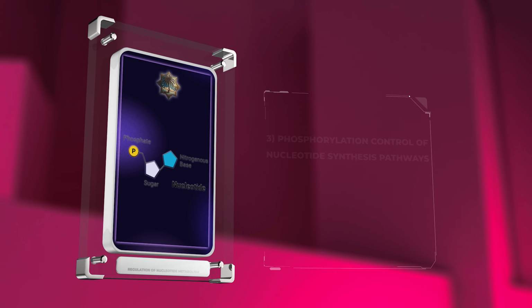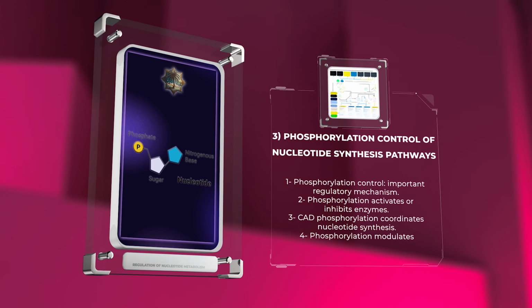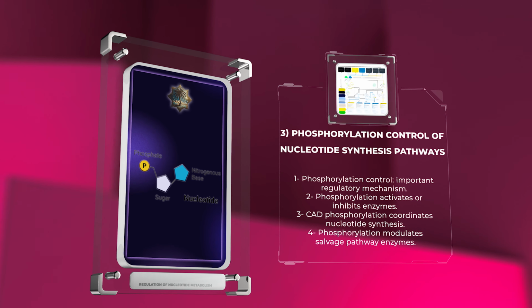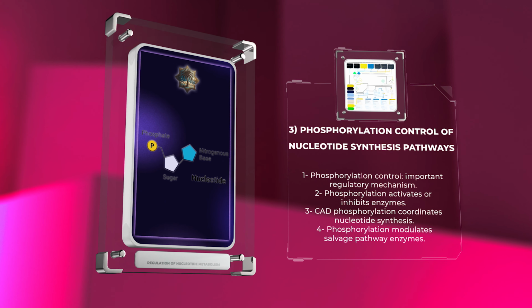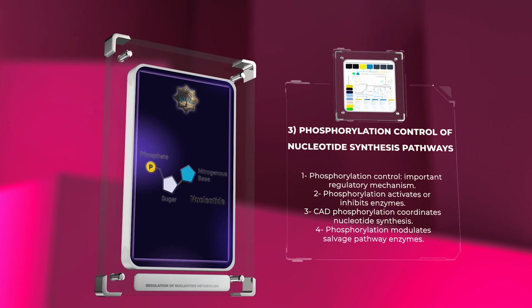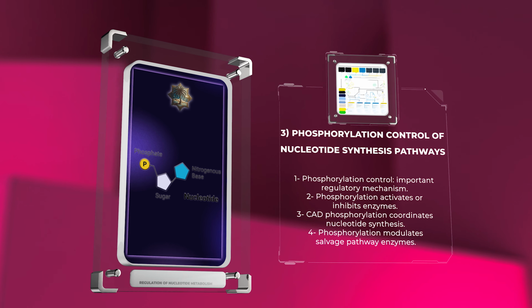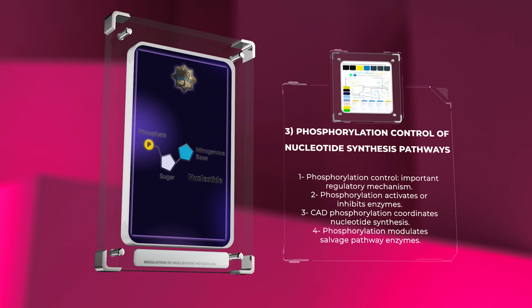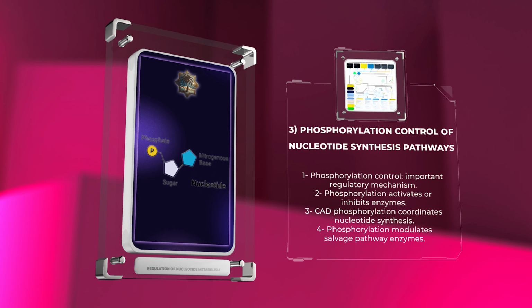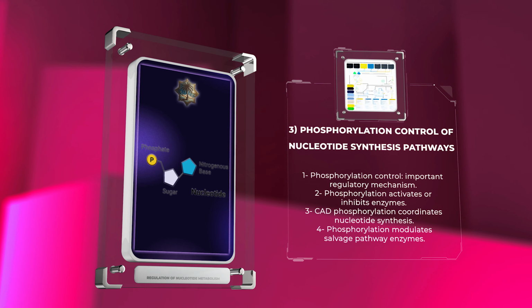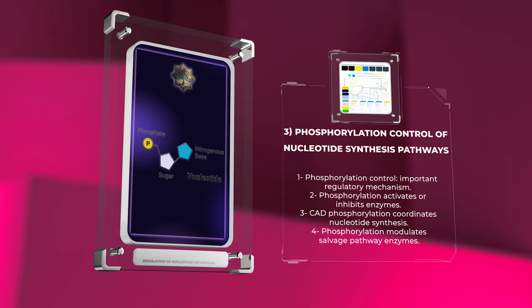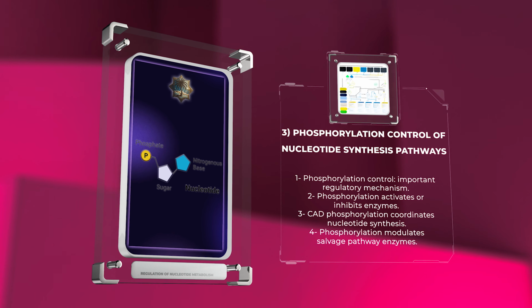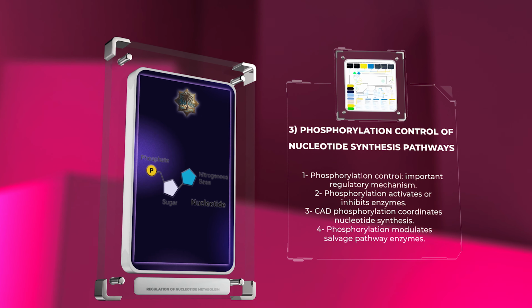Phosphorylation control represents another noteworthy regulatory mechanism in nucleotide metabolism. Phosphorylation, the addition of a phosphate group, can activate or inhibit enzymes involved in nucleotide synthesis. For instance, phosphorylation of enzymes such as CAD, carbamoyl phosphate synthetase 2, aspartate transcarbamylase, and dihydroorotase, can activate or inhibit their activity, coordinating nucleotide synthesis with the metabolic needs of the cell. Additionally, phosphorylation events can modulate the activity of enzymes in salvage pathways, which recycle nucleotides from DNA and RNA breakdown, further contributing to the regulation of nucleotide metabolism.